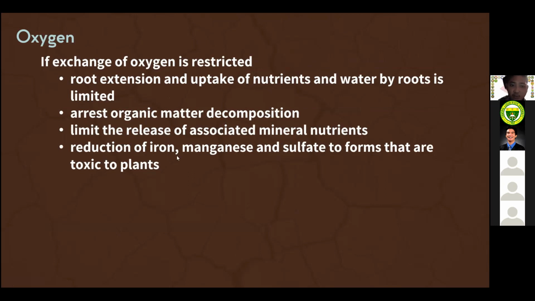Then there is a reduction of iron, manganese, and sulfate to forms that are toxic to plants. So yung iron, manganese, and other elements, they may be formed in a reduced form, which is much more toxic dun sa ating mga halaman.